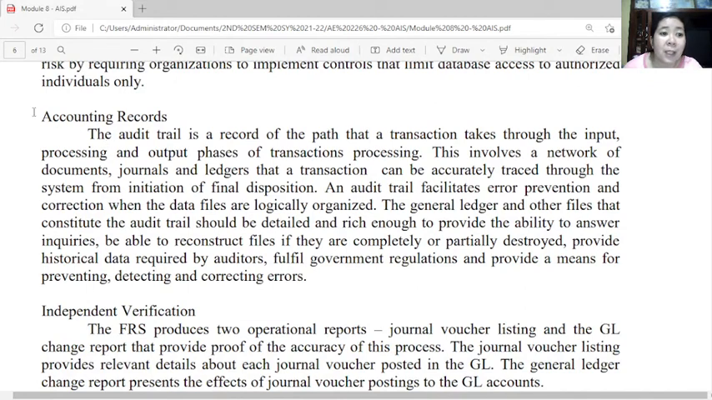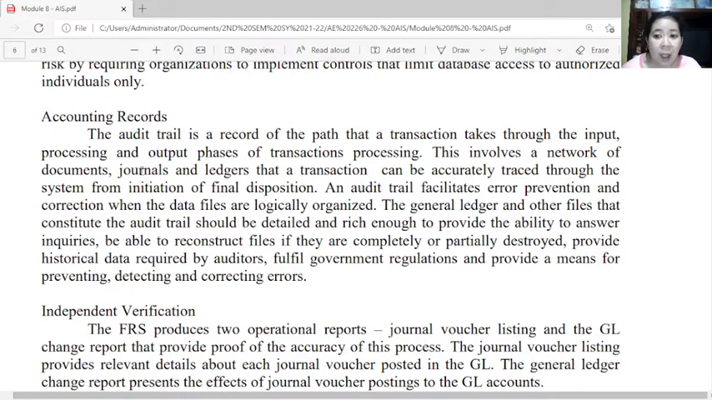Next, in terms of accounting records, so basically here, the audit trail, this is important because this is a record of the path of the transactions through the input, processing, and output phases of the processing of the economic transactions. So basically, this involves a network of documents, journals, and ledgers that can be accurately traced through the system. Okay? An audit trail will facilitate error prevention as well as correcting when data are logically organized.